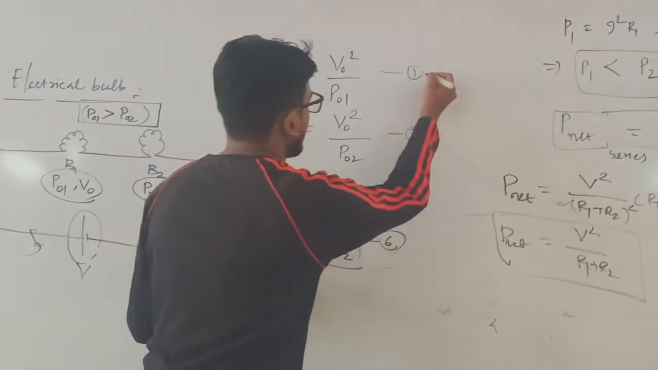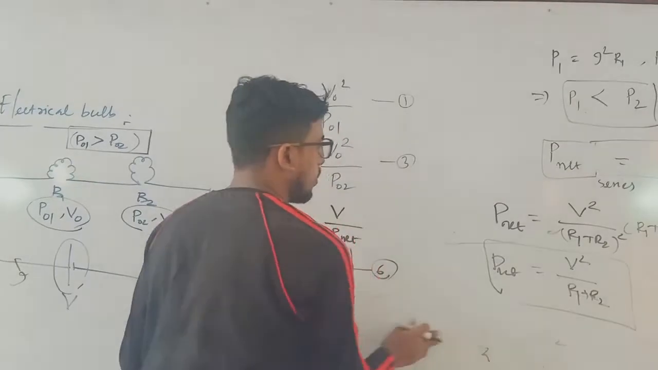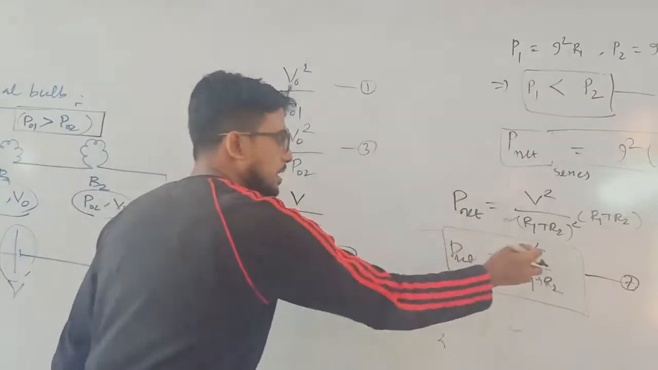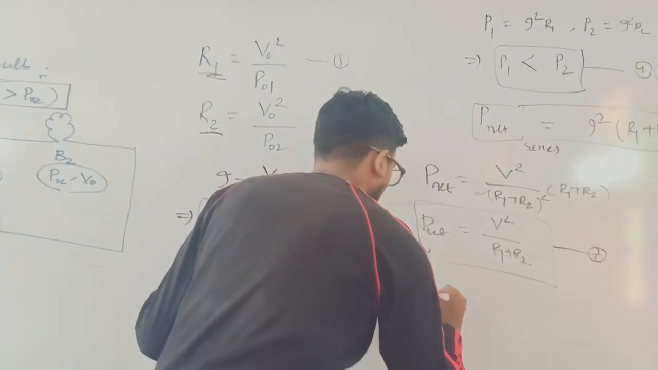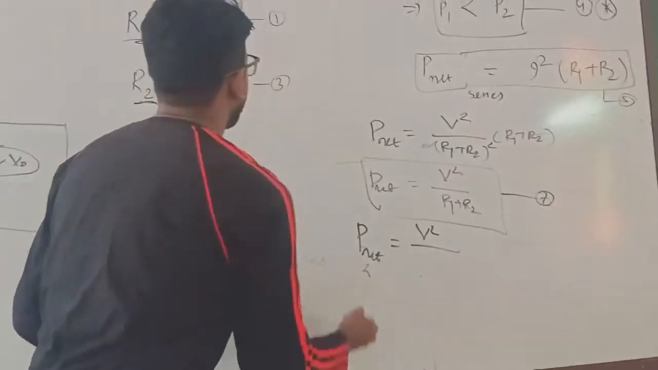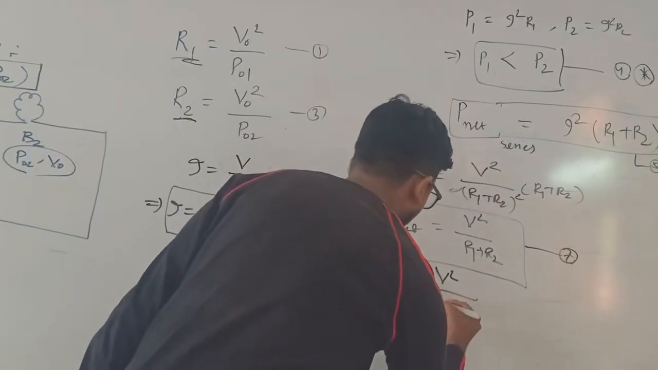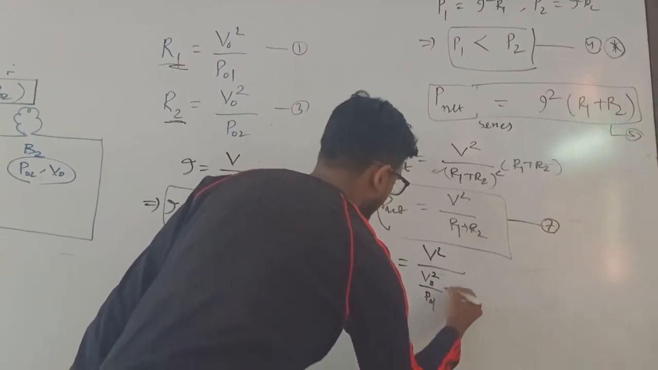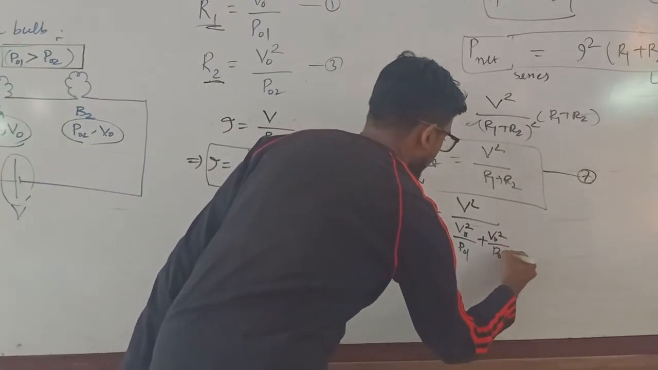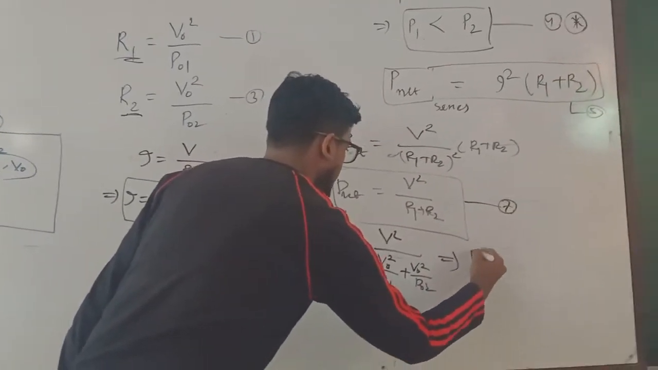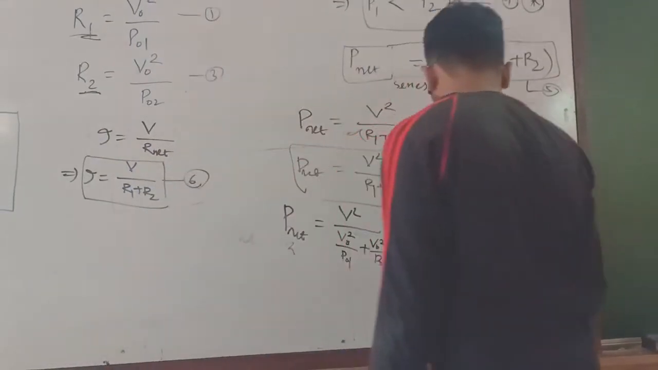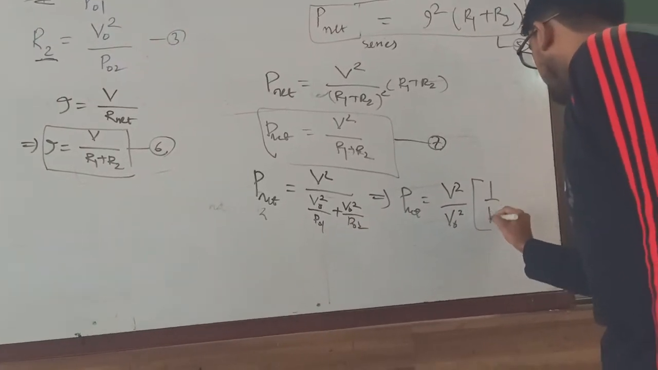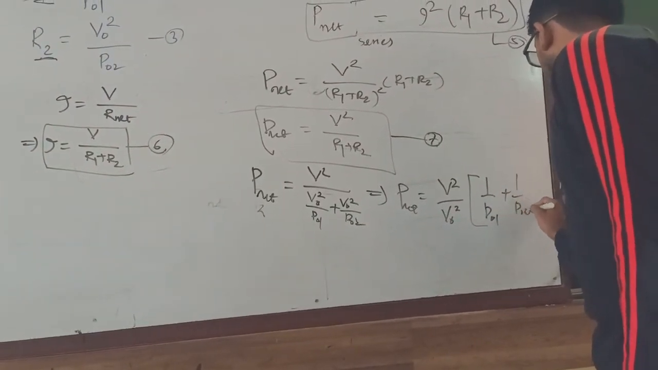And we already know from equation 1 and 2 what is the value of R1 and R2. Now replace the R1 and R2 from equation 1 and 2. Let it be equation 7. So using equation 1 and 2 in 7, we can get P net of the combination equal to V square divided by, this can be written as V naught square by P naught 1 plus V naught square by P naught 2. By rearranging this, we can write power net as V square divided by V naught square, into 1 by P naught 1 plus 1 by P naught 2.